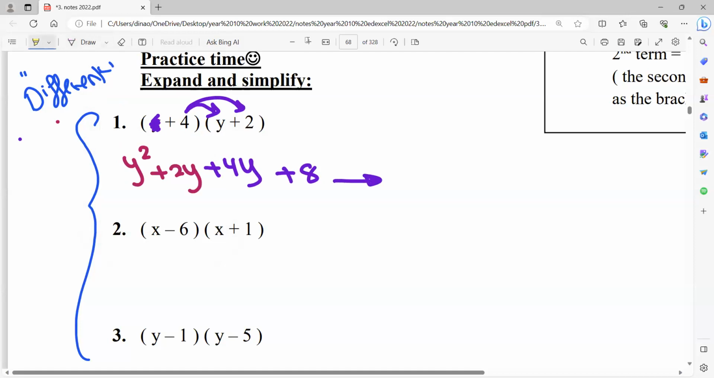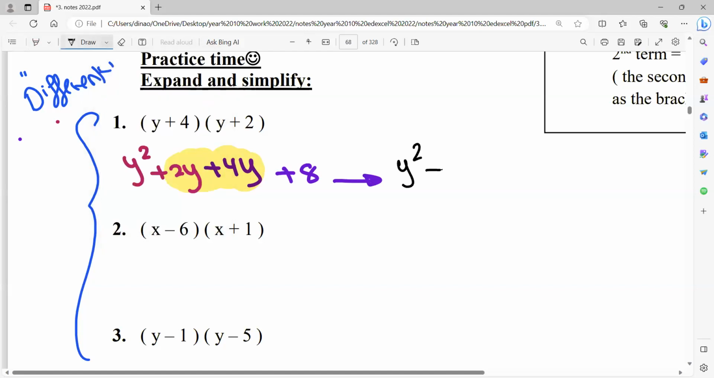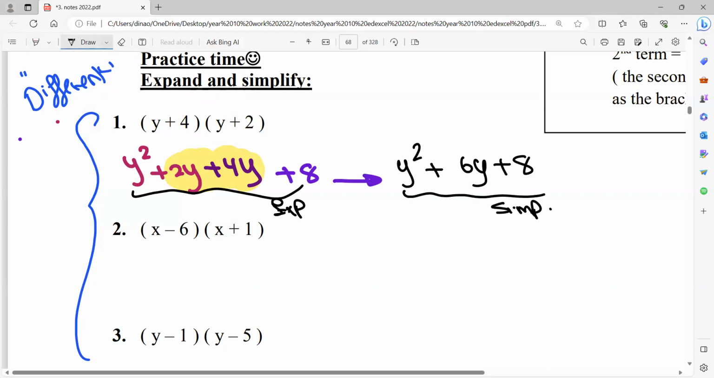Now, why do I like this procedure over here? Because the like terms, as you can see, appear just right after one another. So now by combining like terms, you end up with y squared plus 6y and then plus 8. Okay, and please remember that we are expanding and simplifying. Now, this step over here is the expanding step, in which we remove the brackets. This step over here is the simplifying step, in which we collect like terms.